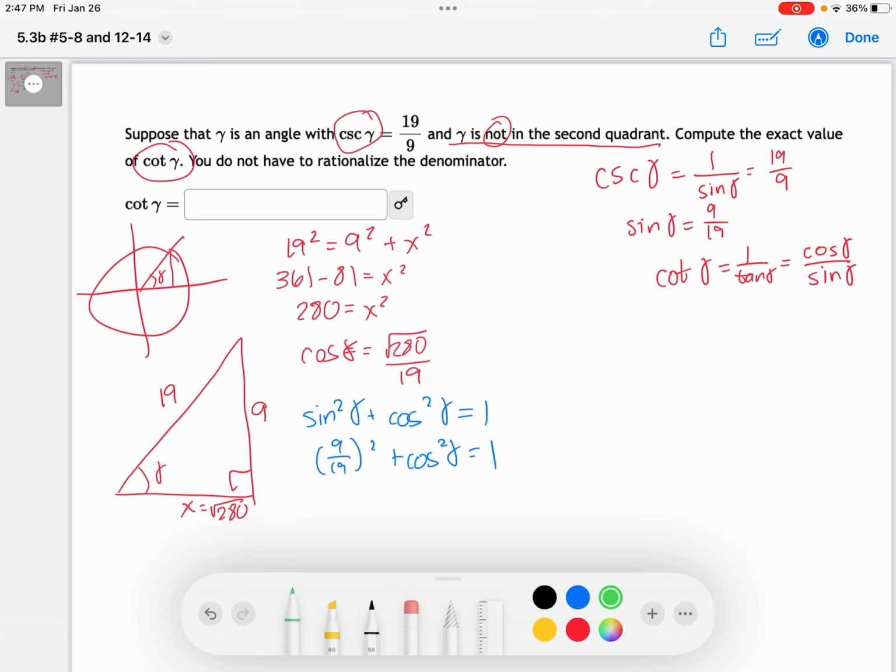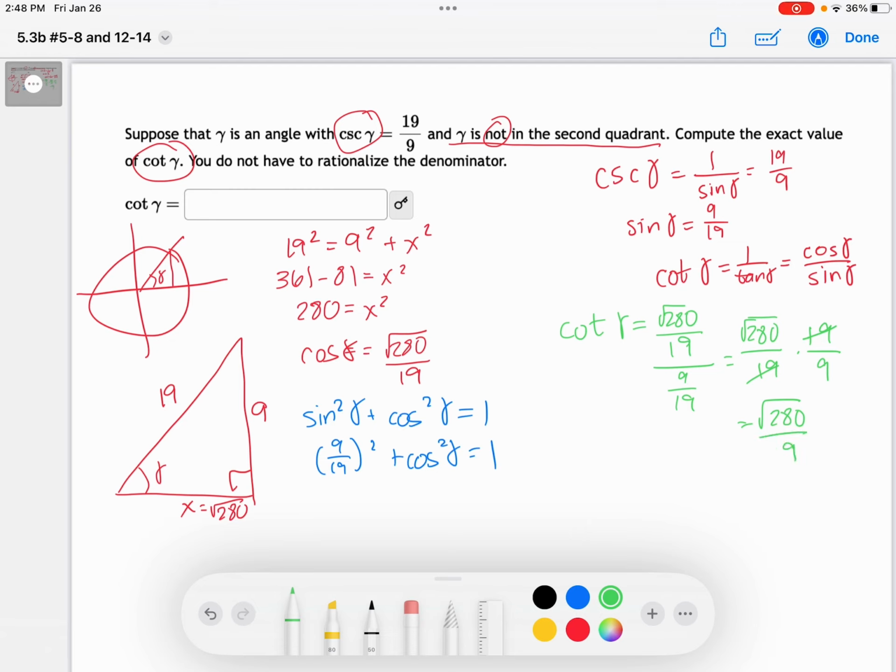So let's see. Let's use another value here. So I can say cotangent is cosine, square root of 280/19, divided by sine, which we know is 9/19. So copy dot flip. Let's see, a 19 and 19. Cotangent is going to be the square root of 280 divided by 9.